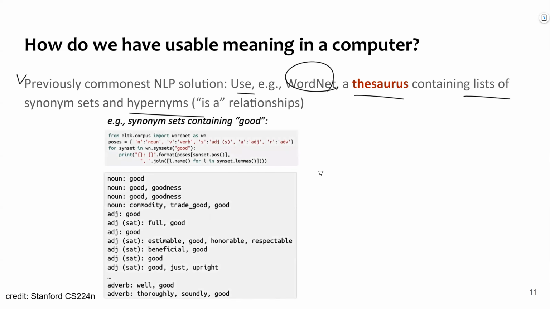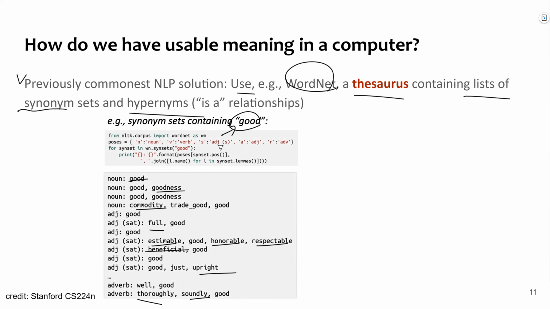For example, the synonym sets containing good look like this: good, goodness, commodity, full, estimable, honorable, respectable, beneficial, upright, thoroughly, soundly, like this. As you can see here, this WordNet contains synonyms, meaning the words having similar or the same meaning as the word good.